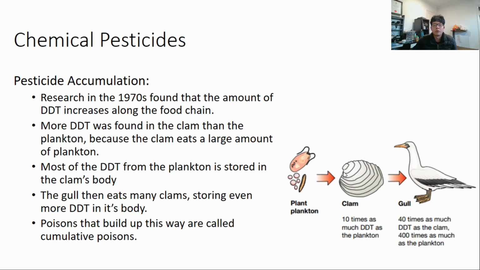So the higher you go on the food chain, the more DDT that scientists found. In this example, clams had 10 times more DDT than plankton, and gulls had 40 times more DDT than the clam and 400 times more than the plankton. So you can see why that's becoming an issue.